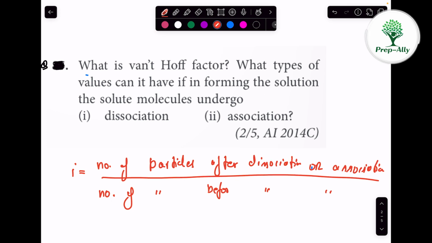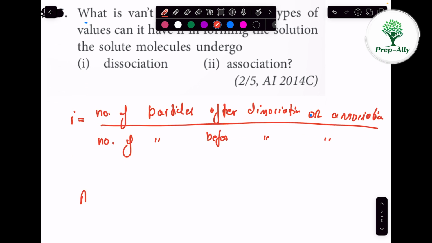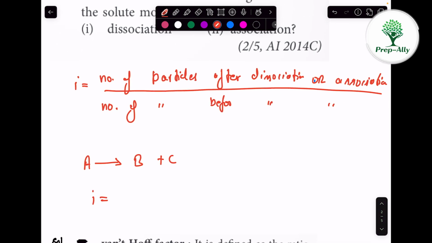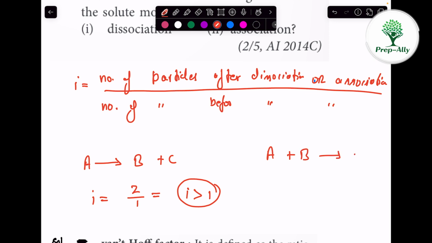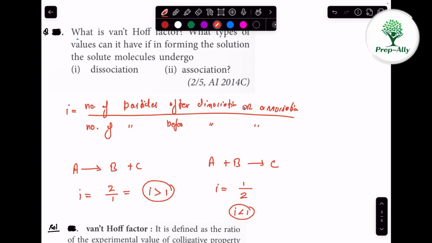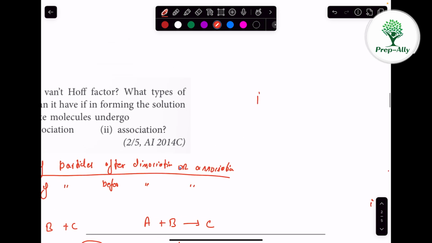Now, what type of values can it have if the solute molecule forming the solution undergoes dissociation? Dissociation means, let's suppose you have A dissociating into B plus C. So number of particles after dissociation is 2 divided by 1, which means the i value is greater than 1. Or maybe we have two particles, let's suppose A plus B, and they are combining, and after combination they form C. So now if I want to write i, number of particles after association is 1, before association was 2. So this time the i value is less than 1. What are the possible values? So i can be greater than 1 and i can be less than 1.